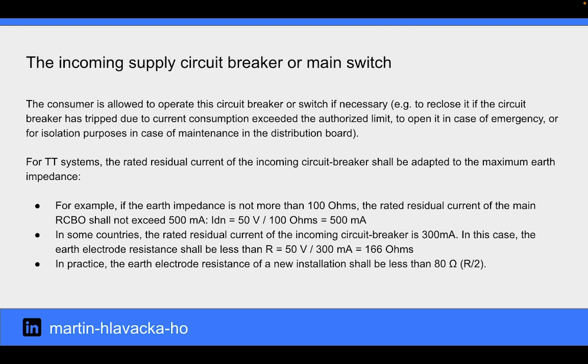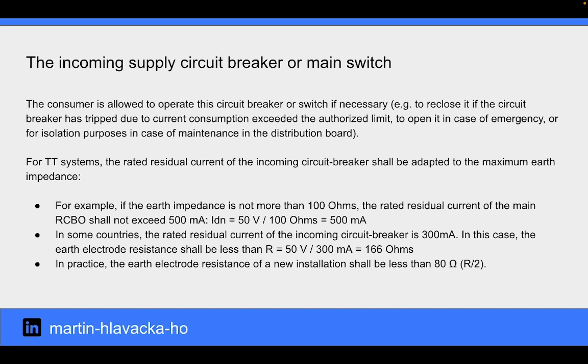The incoming supply circuit breaker or main switch. The consumer is allowed to operate the circuit breaker or switch if necessary to reclose if the circuit breaker has tripped due to current consumption exceeding the authorized limit, to open it in case of emergency, or for isolation purposes in case of maintenance in the distribution panel.